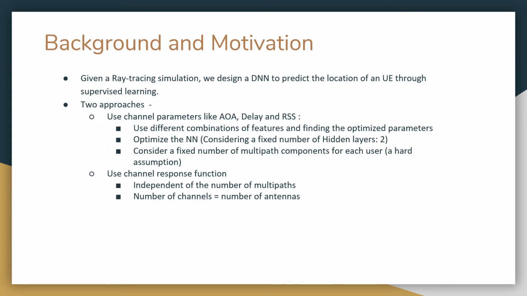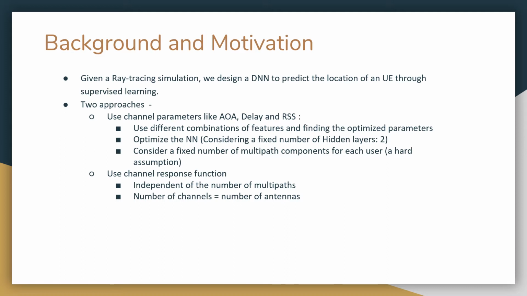Given a ray tracing simulation, we design a deep neural network to provide the location of a UE through supervised learning. We consider two approaches. In our first approach, we consider channel parameters like AOA, delay, and RSS. This approach uses three different combinations of multipath components to observe which combination provides a predicted output that is closest to the desired output, with that output being the UE's location in the form of X and Y coordinates.